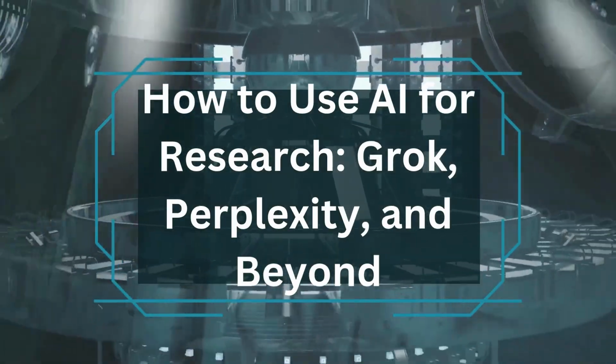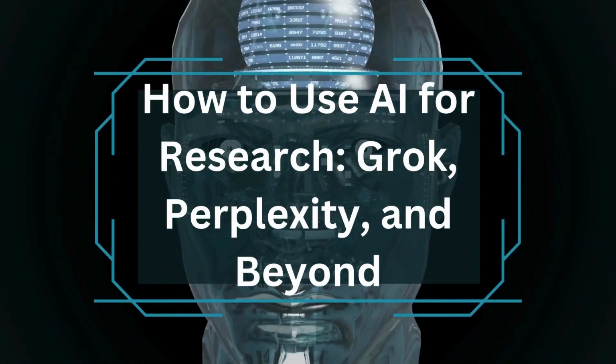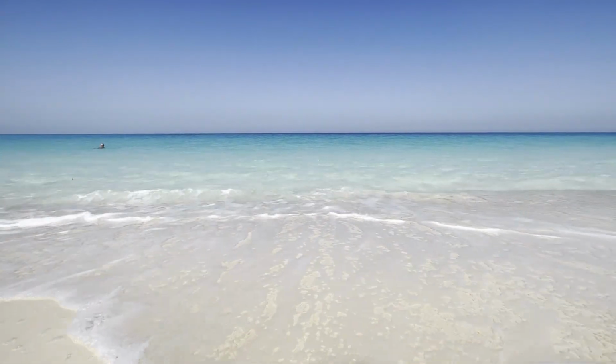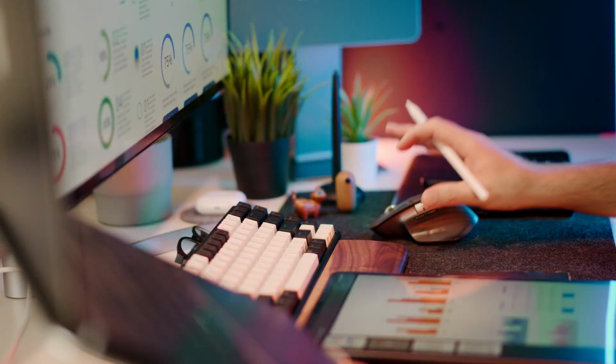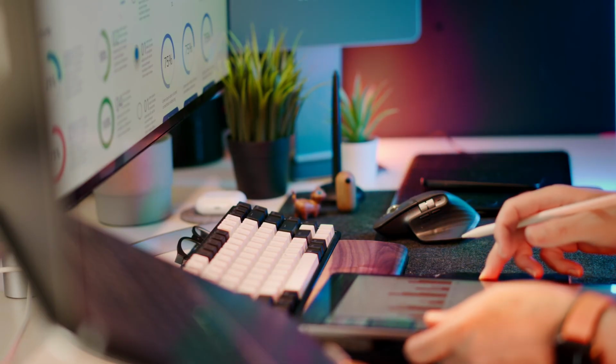7. How to use AI for research: Grok, Perplexity, and beyond. Learn how Grok and Perplexity AI streamline research with real-time search and sourced answers, offering beginners tools to study or analyze trends efficiently.